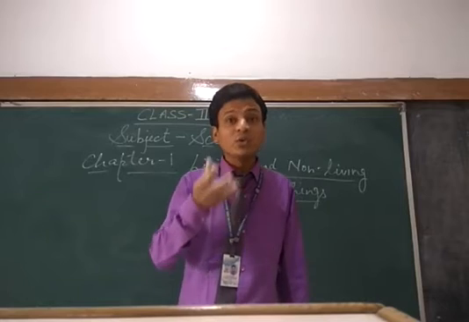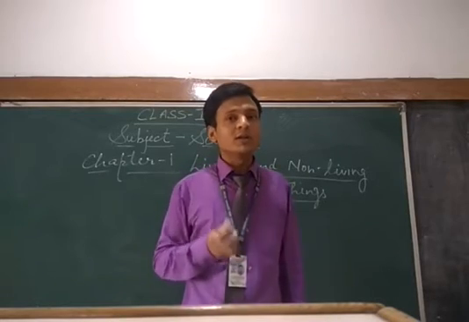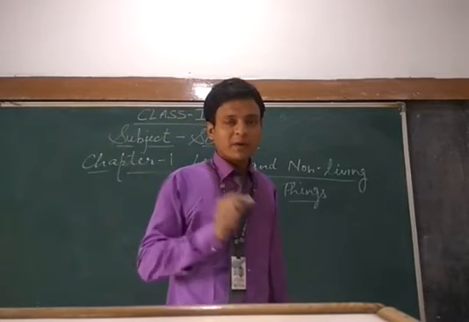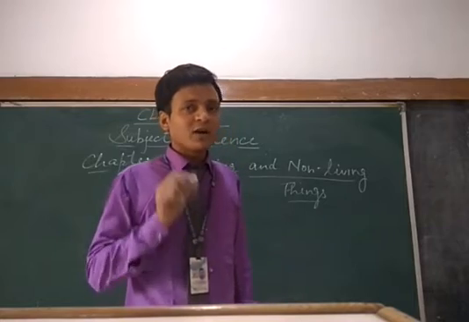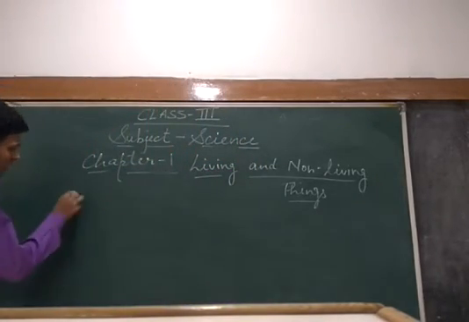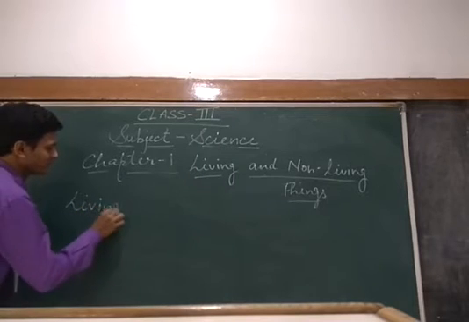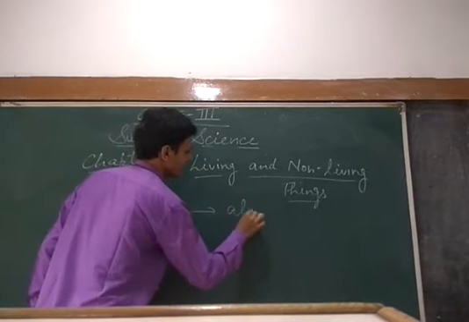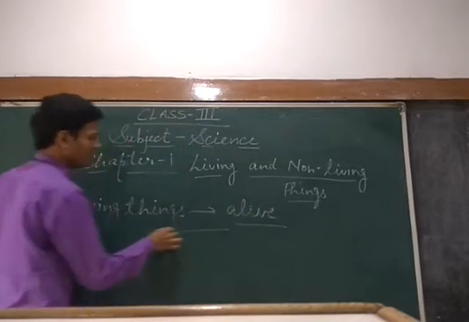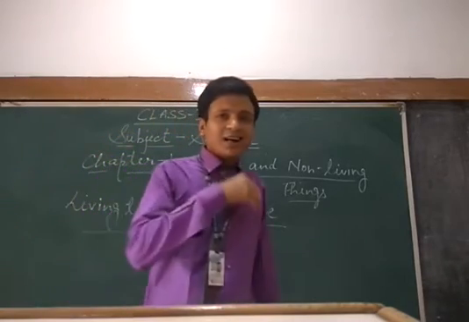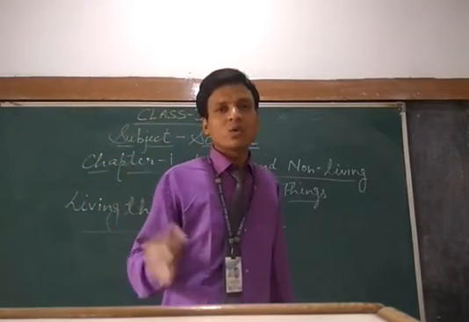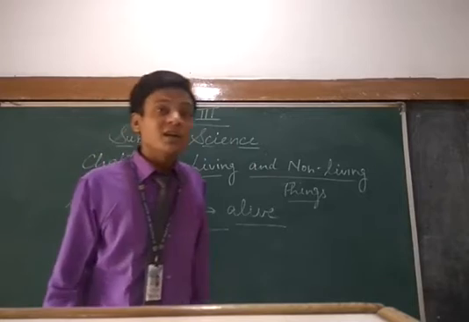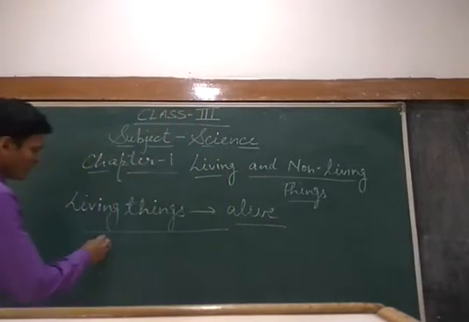Tables, chairs, the food you eat, you, your mother, your father, actually the things which are alive. I am repeating it. The things which are alive are known as living things. Okay? Living things are alive. And other than living things, all the things are non-living, which are not alive. Okay? Then first of all, only three things are there which are living things.